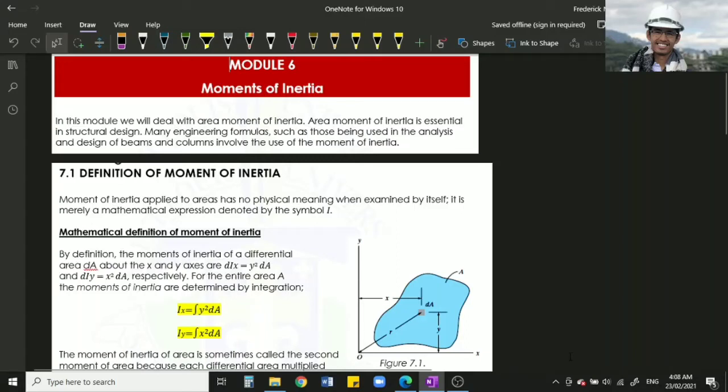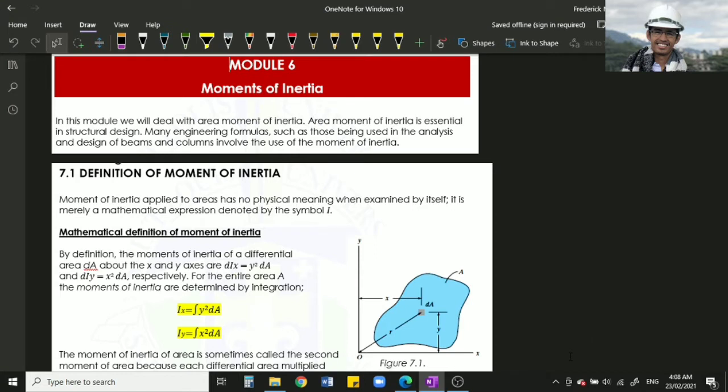Hello class, so this will be our module 6, moments of inertia. So in this module, we will deal with area moment of inertia. It is essential in structural design. Many engineering formulas, such as those used in the analysis and design of beams and columns, involve the use of the moment of inertia.